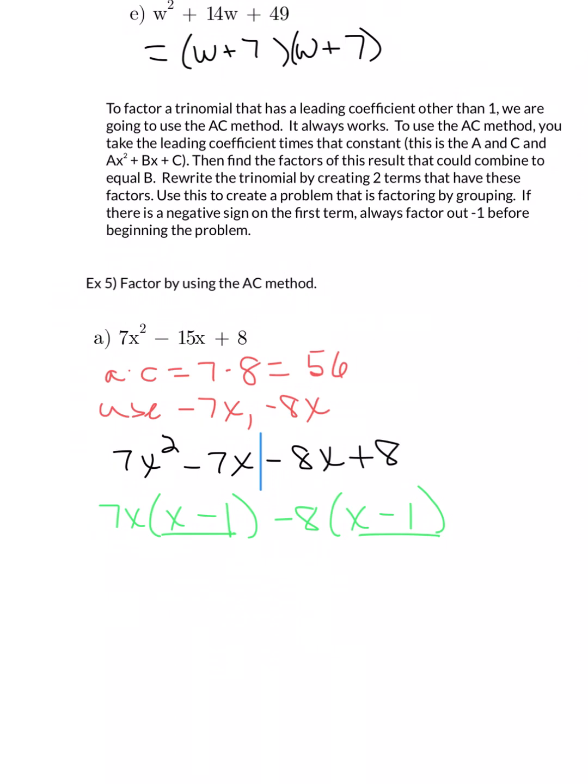Factor out those like quantities of x minus 1. If you take x minus 1 out of this whole first term, what's left is 7x. If you take it out of the whole second term, what's left is minus 8.